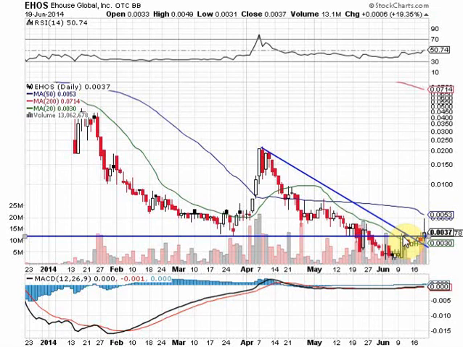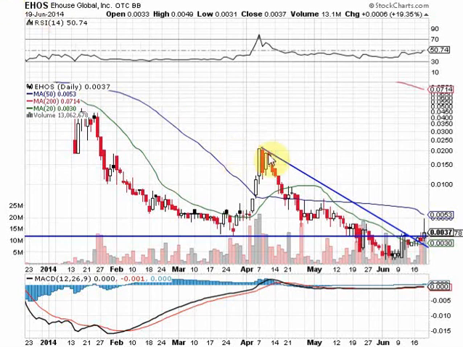The next key resistance is going to be this 50-day moving average, which is sitting at 0053. We got just short of that yesterday. We ran into some resistance there, and the stock consolidated and pulled back. But as you can see here, we're breaking the downward channel and we're starting an uptrend.